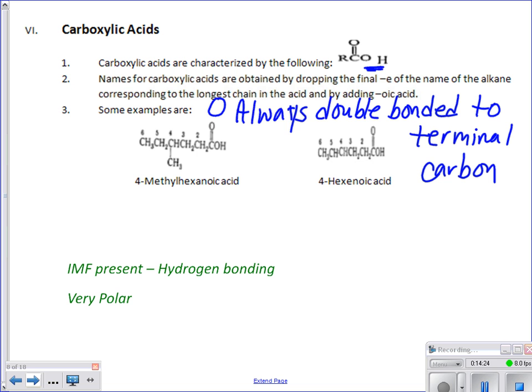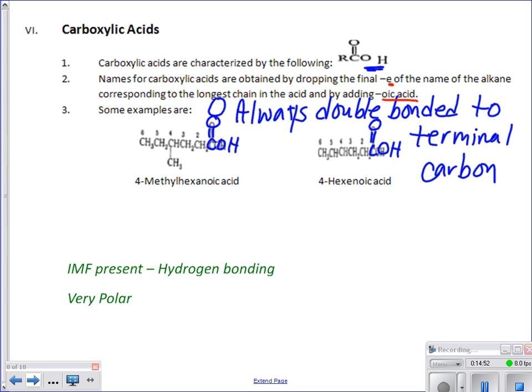If you were to look at the structure, you see your terminal carbon, double bonded oxygen, and an OH. So when I look at that structure, I can definitely identify that as a carboxylic acid. When I look at the name for this, we drop the E from your alkane and you add oic acid.